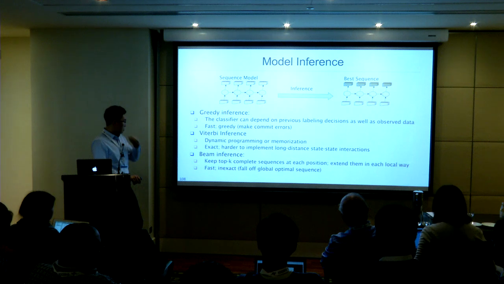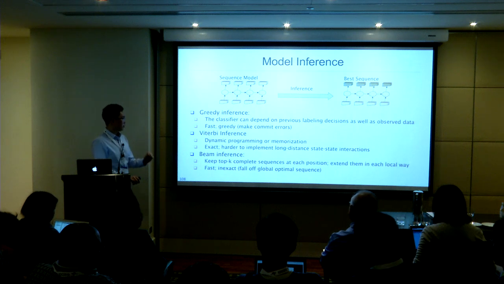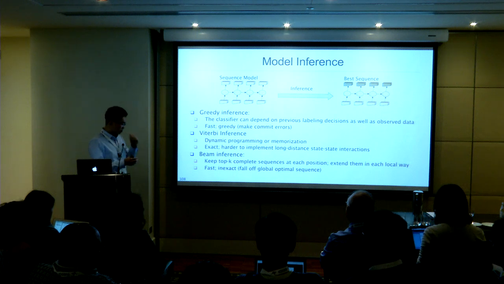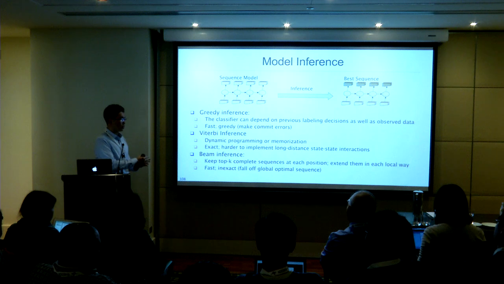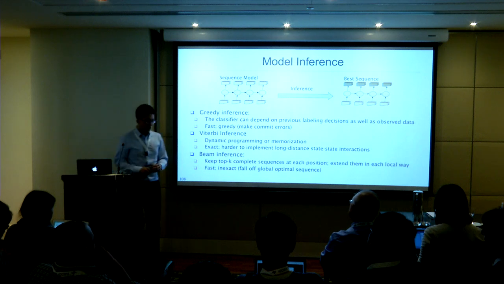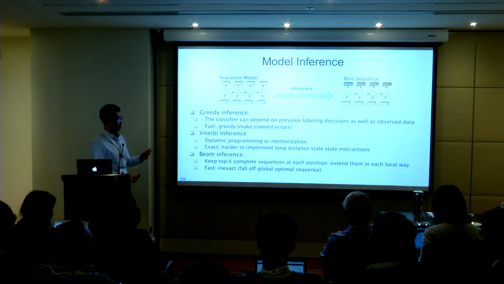While if you look at beam inference, it's actually a pretty good trade-off between greedy inference and Viterbi inference. At each position, it looks at the top k complete sequences available and then tries to extend them in each local way, meaning that you don't need to look at the whole candidate space, but only the top ones. It is still pretty fast. And even though it's inexact and sometimes may fall off the optimal sequence, empirically the results are pretty good.